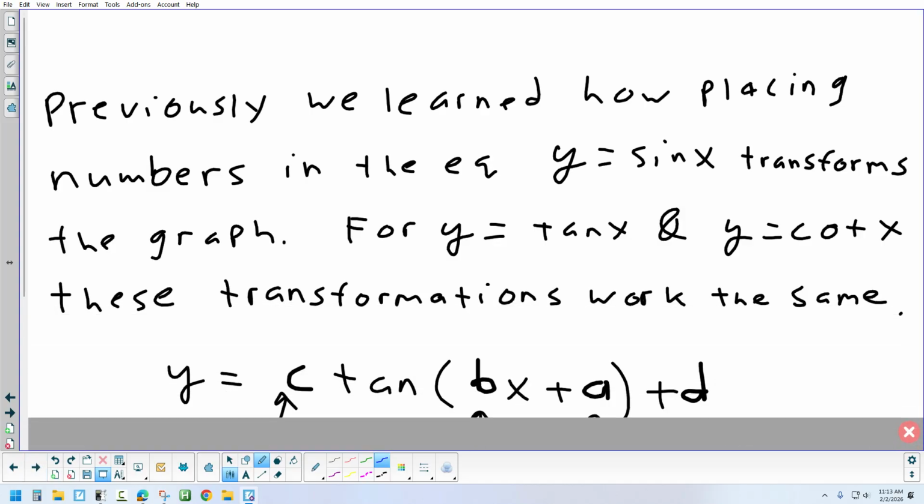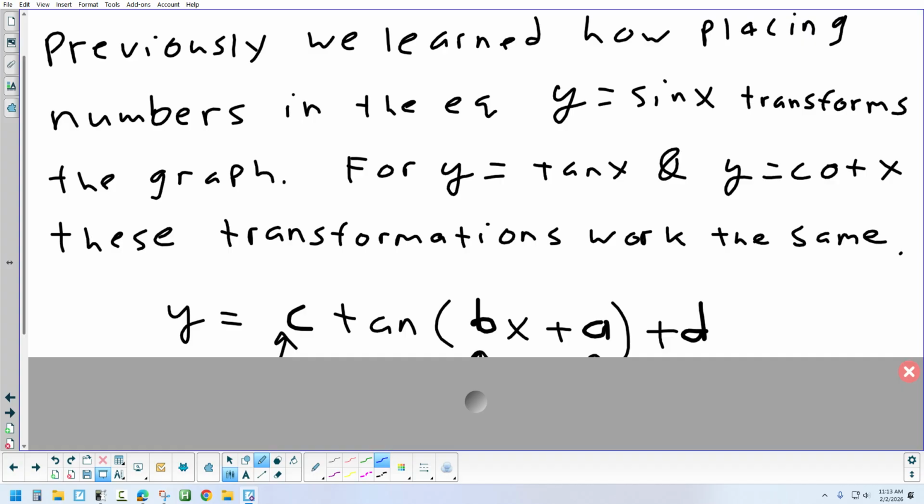So transformations. No difference in these transformations compared to any other ones we've done all year. Okay, let's start with A. What would A do? Adding, or it could be subtracting, but it's inside the argument. Yeah? Horizontal shift. That's a horizontal shift, also known as a phase shift. It's going to move it left or right.